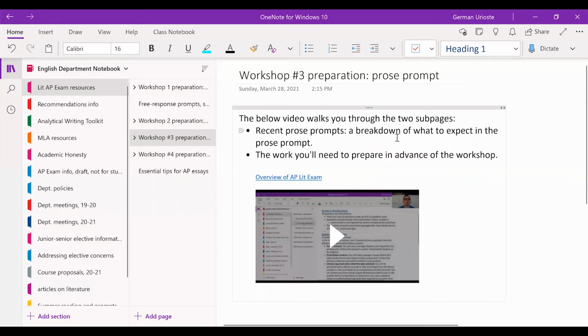And we're going to walk you through the 2 subpages here. The recent prose prompts, a breakdown of what you can expect in the prose prompt. And then the second subpage, the work you'll need to do to prepare in advance of the workshop. Let's break it down.